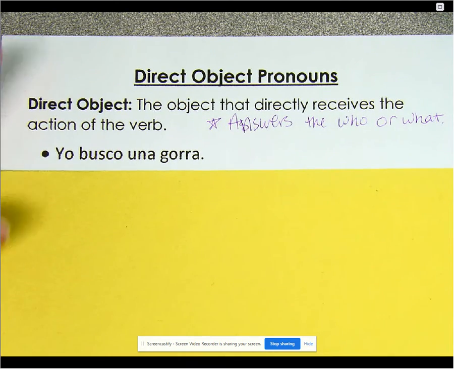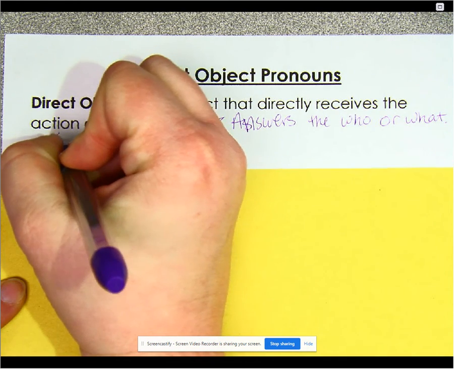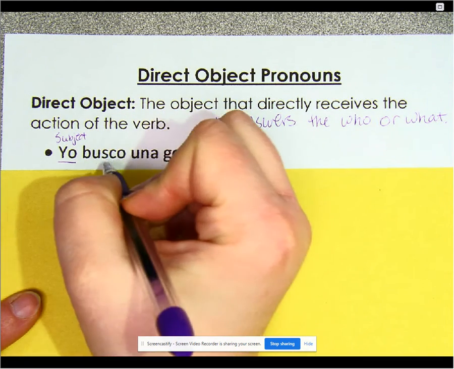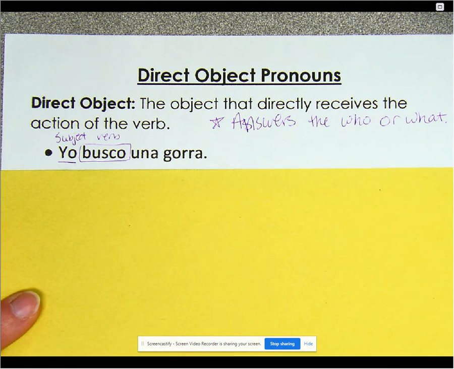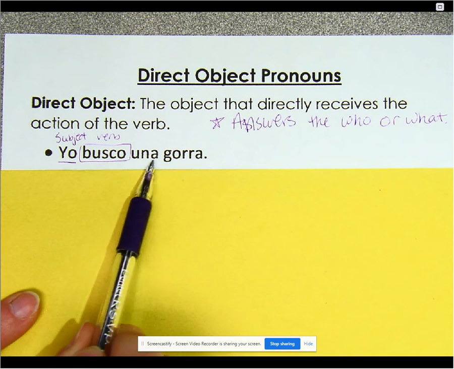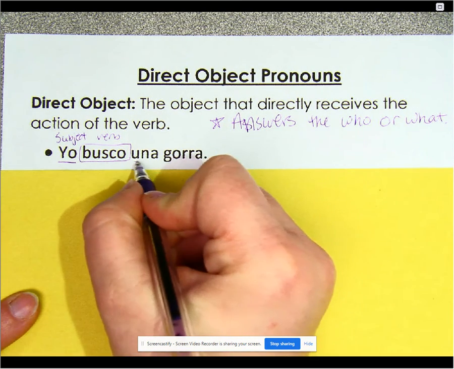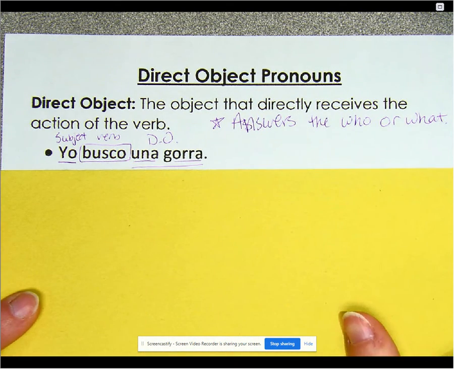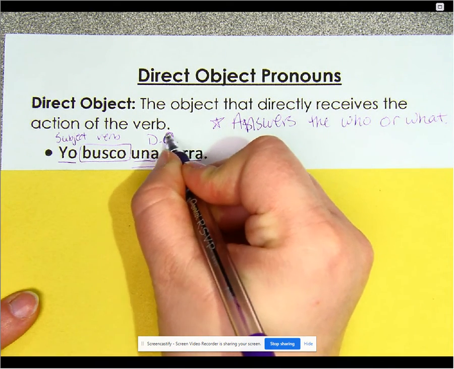So let's look at a sentence in Spanish. Yo busco una gorra. Okay, so we have I. I is our subject. Busco, I'm looking for. This is our verb. And then una gorra. So I'm looking for a hat. What am I looking for? I'm looking for a hat. Hat is our direct object in the sentence. Okay, so we are going to learn how to replace hat with a direct object pronoun.